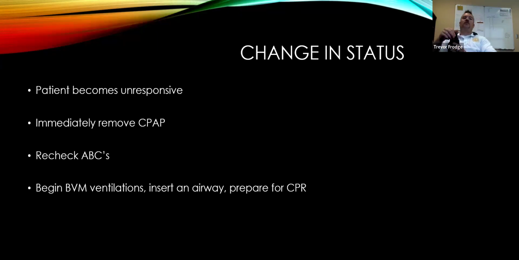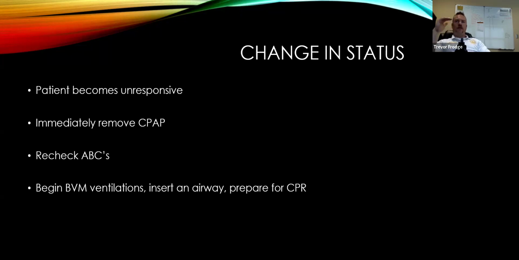In this case, our patient becomes unresponsive. So what now, right? Again, the protocol says do not remove CPAP unless this happens. So if they go unresponsive, get that CPAP off of them. Immediately remove it, do a full recheck of their ABCs, and start BVM ventilations. Apply the pads, prepare for CPR, and get the Lucas out. So even though they might still have a pulse, they ain't going to have one for very long.